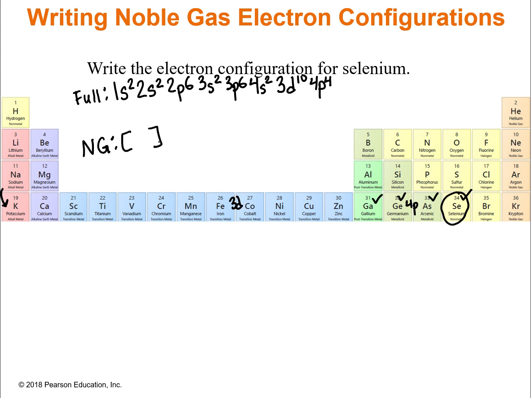The noble gas configuration, well, we're still in the same exact period as manganese and bromine. And we said for both of those, we're using argon as our noble gas core. So we're still using argon. And that accounts for all of that. Now we just have to put in the difference, all of the stuff between argon and selenium. That's the 4s2, 3d10, 4p4.